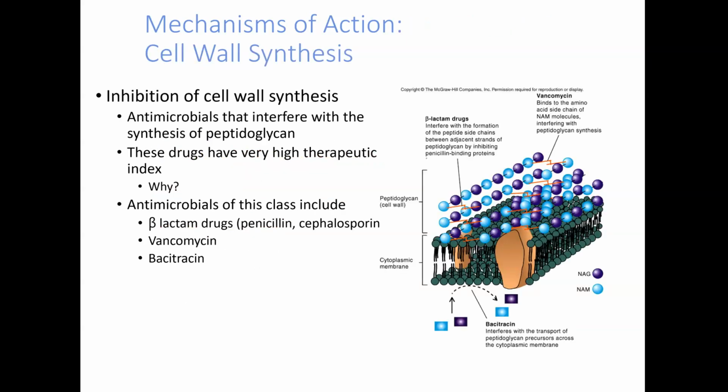Okay, so let's talk about cell wall synthesis first. Remember that bacteria have this really unique chemical in their cell wall called peptidoglycan. We talked about it in the first week of class. And there are many antimicrobials that selectively interfere with peptidoglycan. The big advantage to these drugs is that they have a really big therapeutic index. Why would that be?